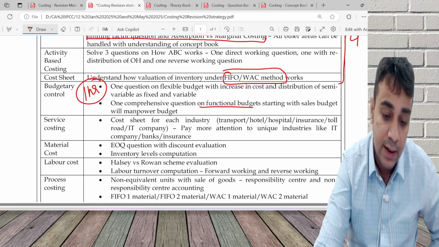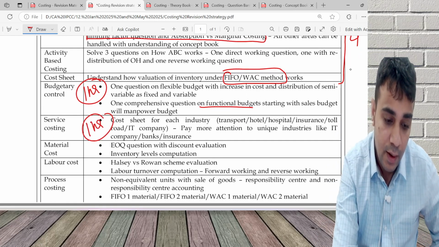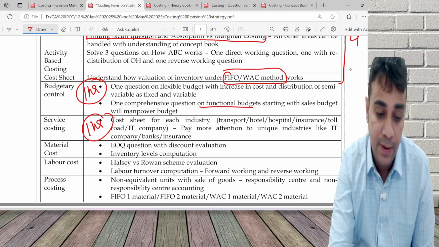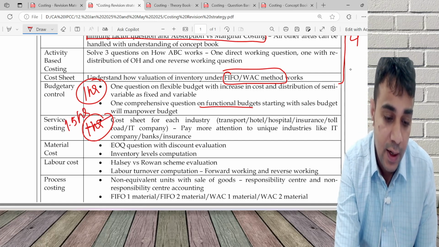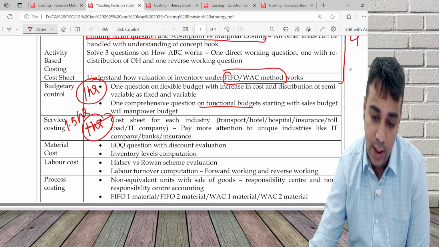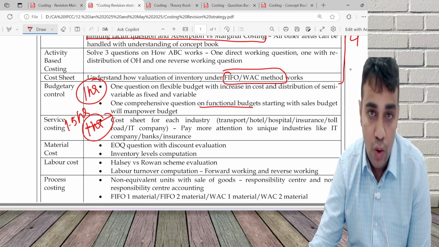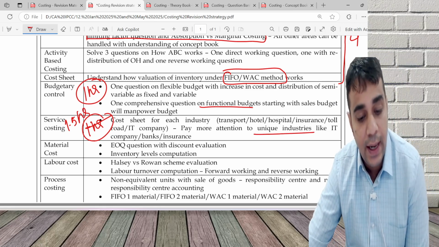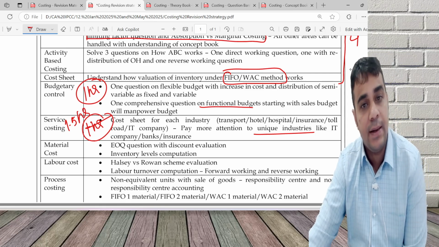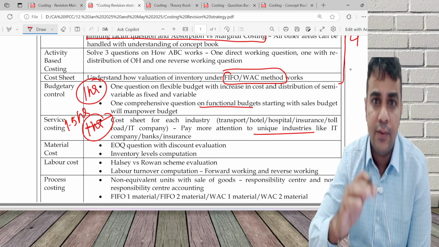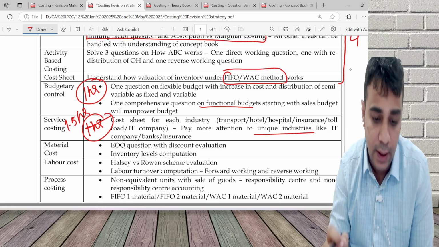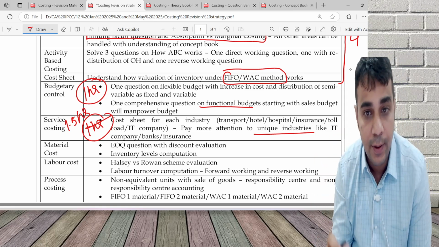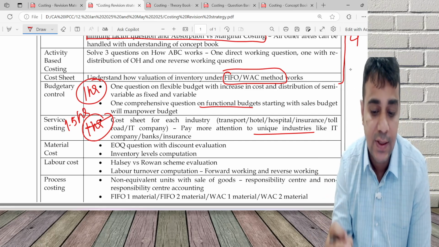Then service costing, again you'll have to spend 1 hour or maximum 1.5 hours, and you are going to do cost sheet on every industry: transport, hotel, hospital, insurance, toll road, IT company, power project. Pay more attention to unique industries like your IT company, banks, insurance, because questions have been coming frequently from that area. I'm not telling which is important and which is not, but pay more attention, because transport anyway you'll be able to handle. Even if you don't pay attention, you have solved many questions. The unique industries is where students miss out.